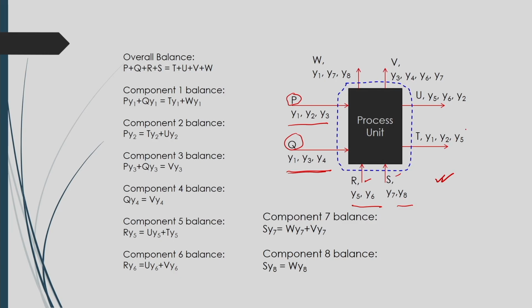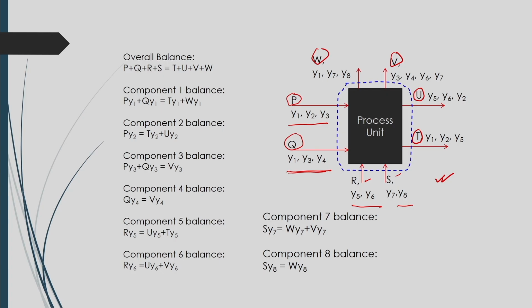In the outlet streams also there are amounts of the outlet streams T, U, V and W, with compositions given as mole fractions Y1, Y2, Y5, Y5, Y6, Y2, Y3, Y4, Y6, Y7 and Y1, Y7, Y8 respectively for streams T, U, V and W. So, in this way we can express the process by a flow chart where we mention all these input and output variables with their compositions.